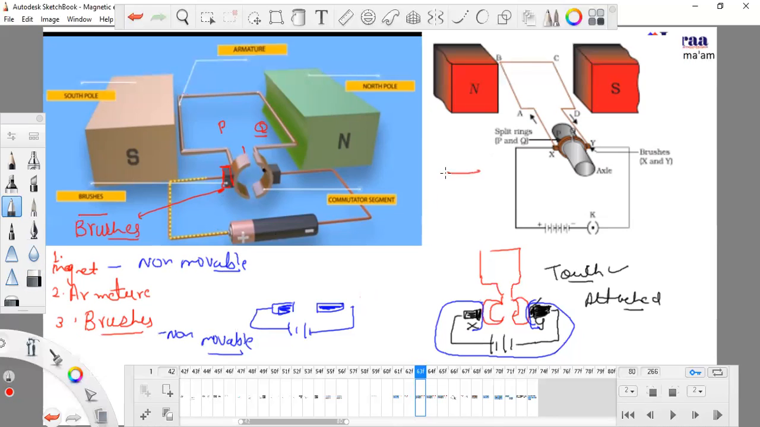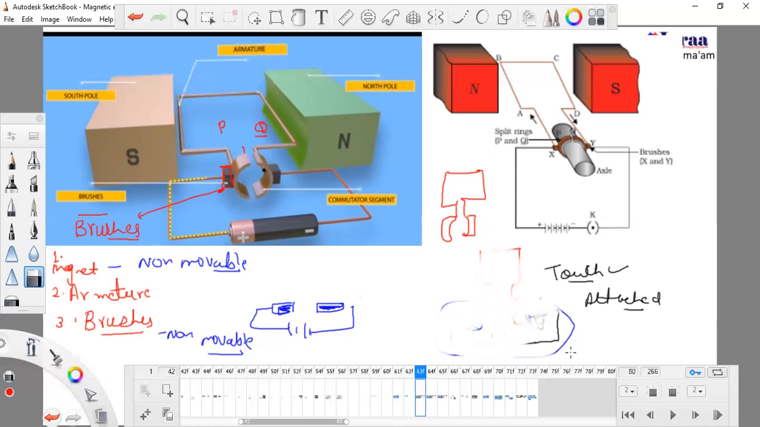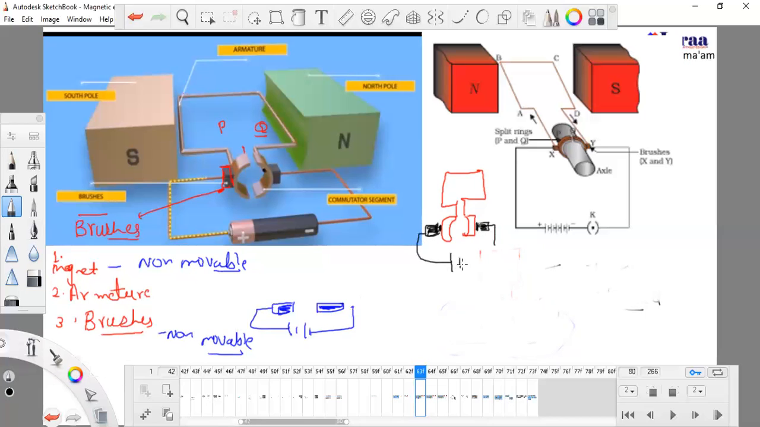Only this thing is movable. This is the armature, this is movable. And I'm drawing the non-movable part, that is this one. Okay, there is a slight touch. Don't think that they are attached, they are slightly touched. They are not attached.